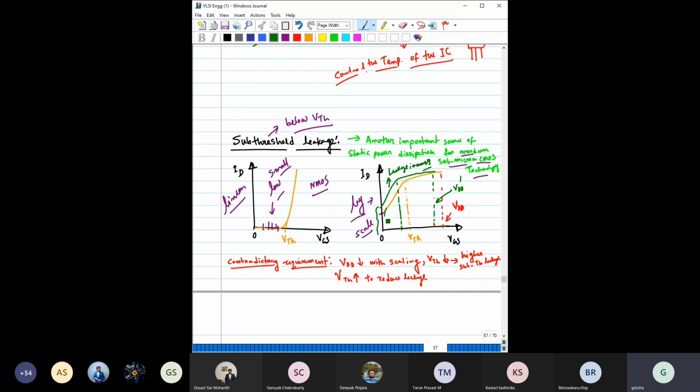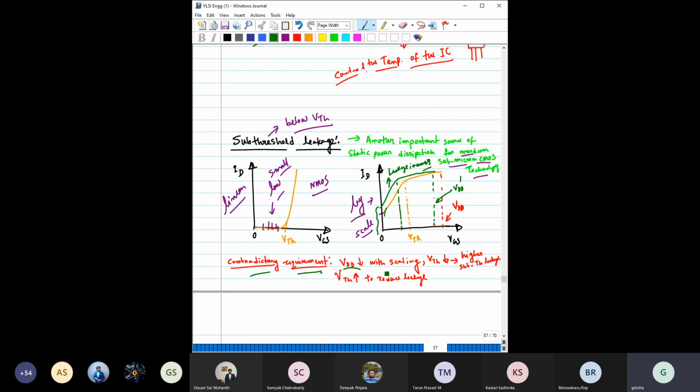So it has a finite slope, and if you consider the finite slope, you are replicating and scaling the device, then your leakage current is increasing. As a result, the power dissipation due to subthreshold leakage is becoming more and more prominent in these devices. Right. So there is a contradictory requirement from the scaling point of view.